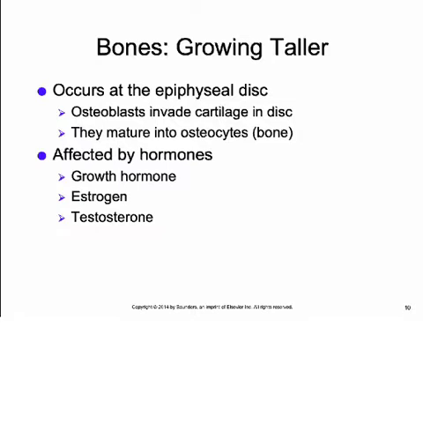Okay. Note that estrogen accelerates the process of epiphyseal plate closure, while testosterone does not do so as quickly, and that's one of the reasons why men are often taller than women. Okay?